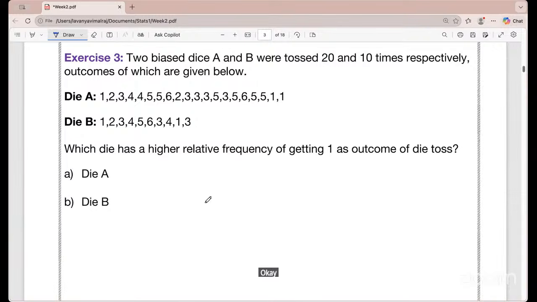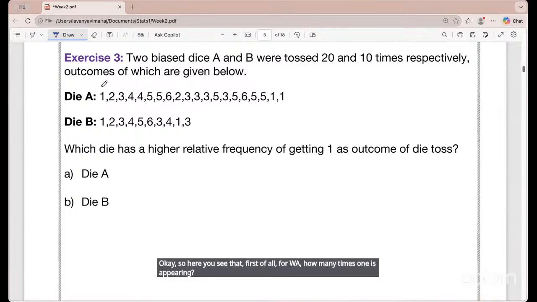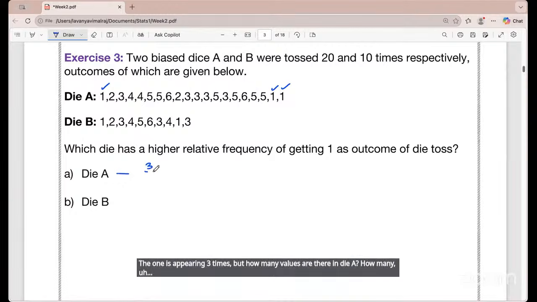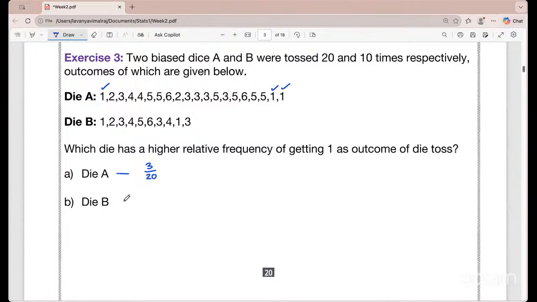Ma'am, the answer will be B. Okay. So here you see, for die A, how many times is 1 appearing? 3 times. So for die A, the 1 is appearing thrice. But how many values are there in die A? 20. So 3 by 20. And for die B, what is the relative frequency?